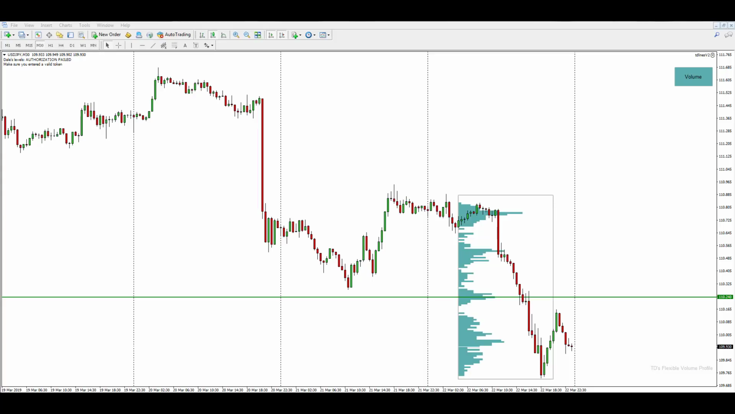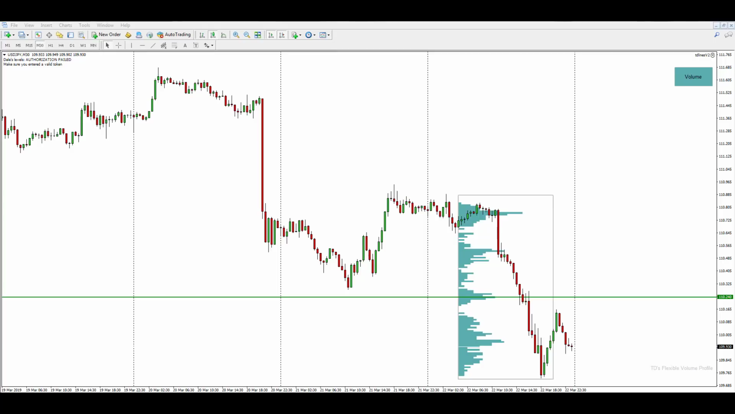I'll do today's video with MetaTrader 4 and with the flexible volume profile, which I developed for MetaTrader 4. This is the flexible volume profile. So let's get to it. Let's start with the first trading idea, which is an intraday trading idea for the US dollar Japanese yen.